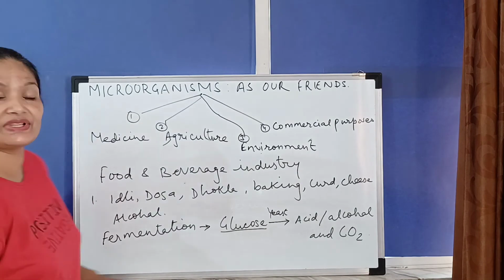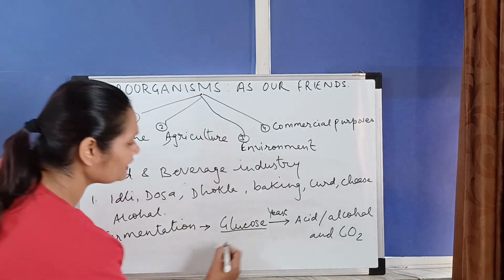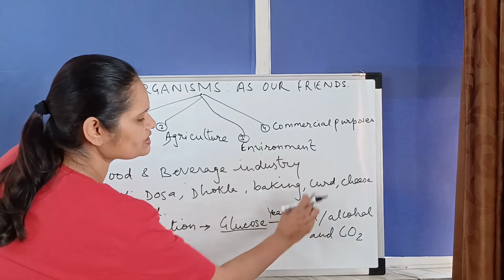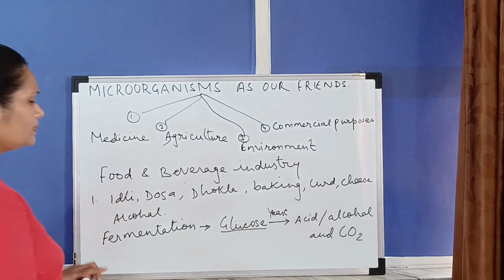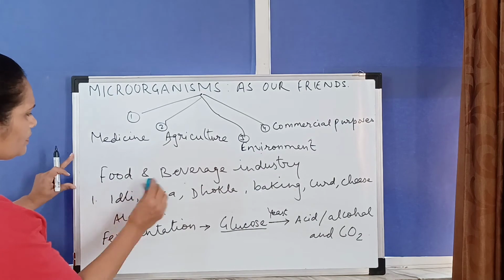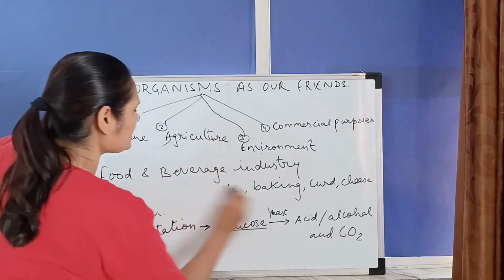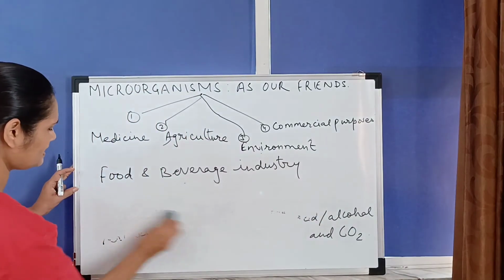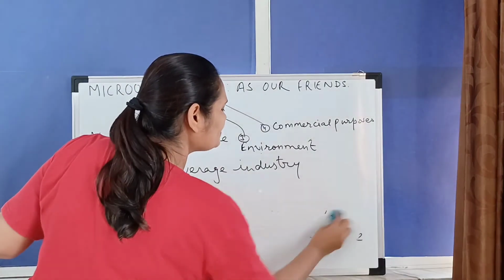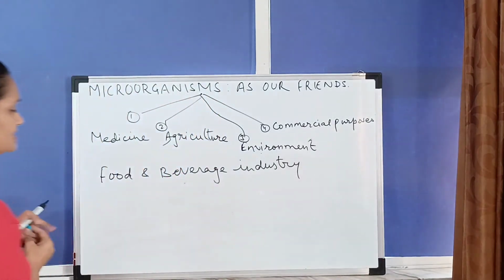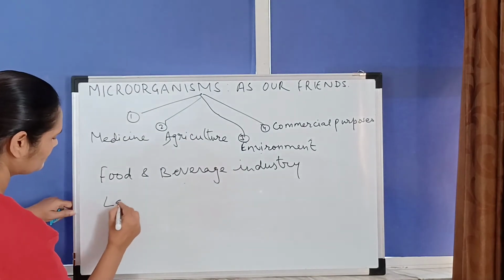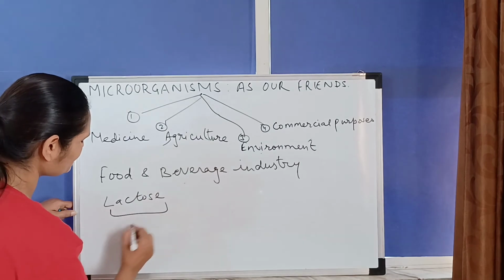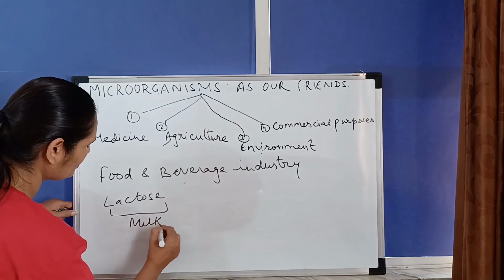Another example is the making of curd. Lactobacillus acts on the glucose and converts it into acid. Yes. So what happens is that in milk, lactose is a sugar which is present, right? So this lactose is converted into lactic acid by the bacteria lactobacillus. Lactose, the sugar which is present in the milk, right?